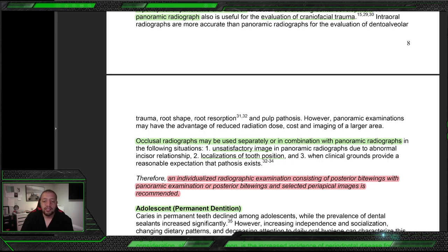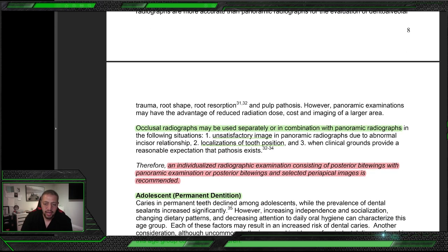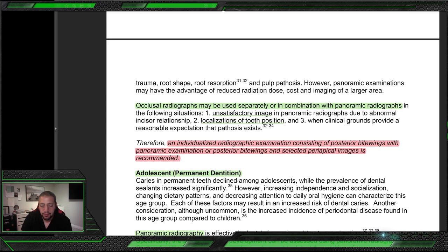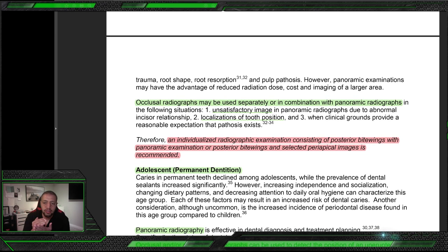Okay, an individualized radiograph examination consisting of posterior bite-wing with pan and/or posterior bite-wing and selected periapical images is recommended. So let me explain more about these selected periapical images. If you have a patient coming to you and you do a pan and you see a root canal treatment, and this root canal treatment has a crown, you take a bite wing to check the crown margin, the open contact, stuff like this, and you check whether the crown margin is fitting or not fitting, and you should see this part.